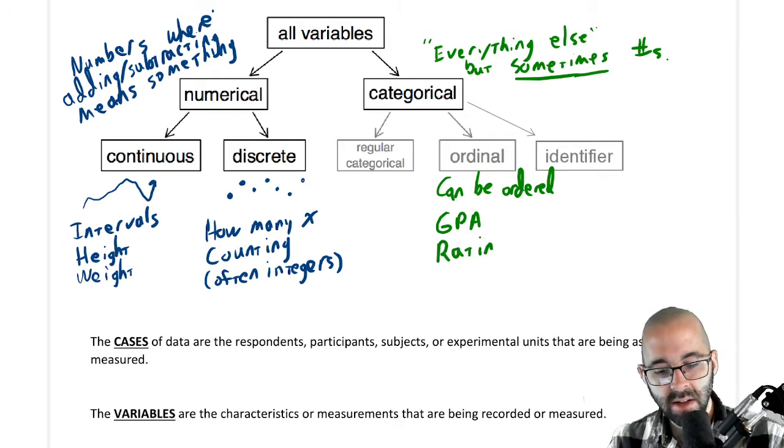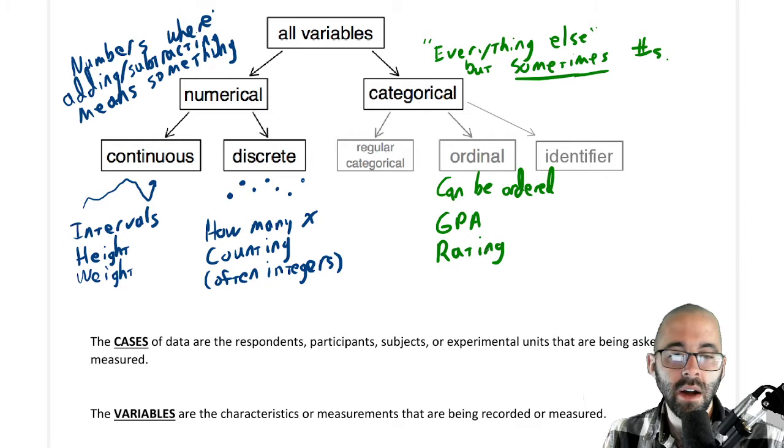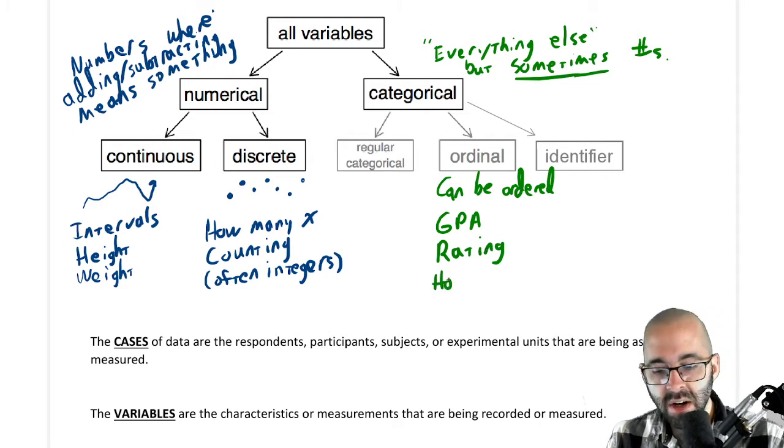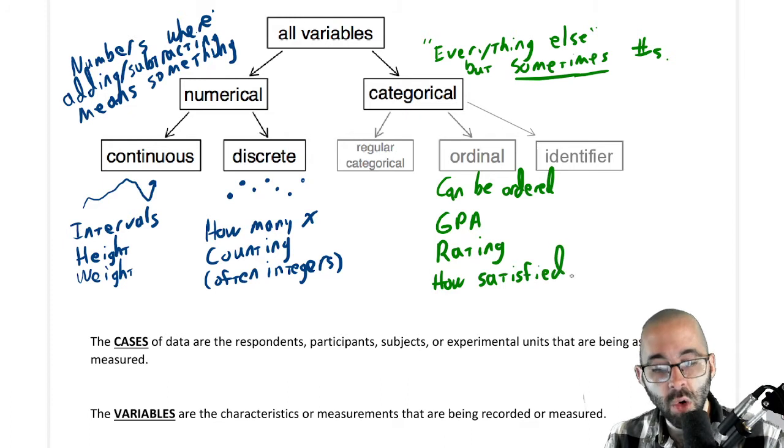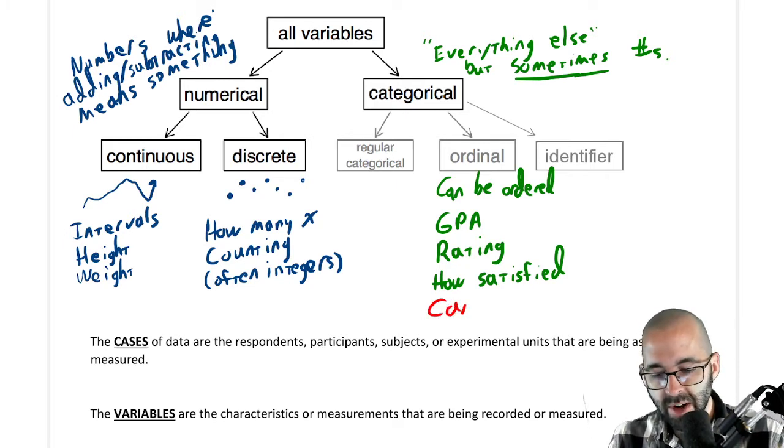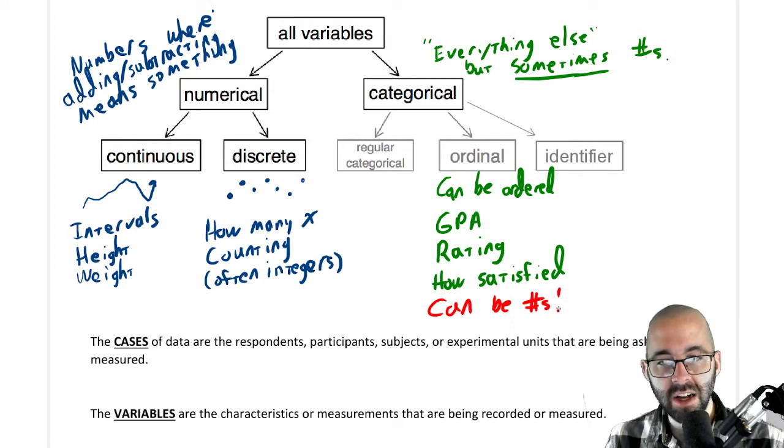Ratings is another one. How satisfied you are, right? Because these can all be ordered. Ordinal can be ordered. So just be very careful, right? This one, I'm going to write this in red. These can be numbers. So watch out.